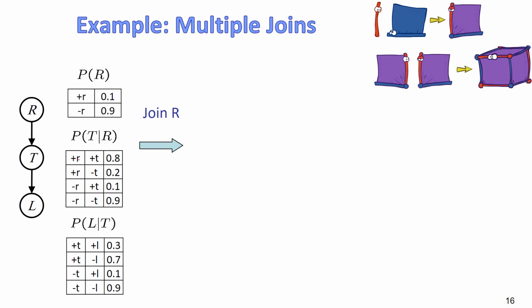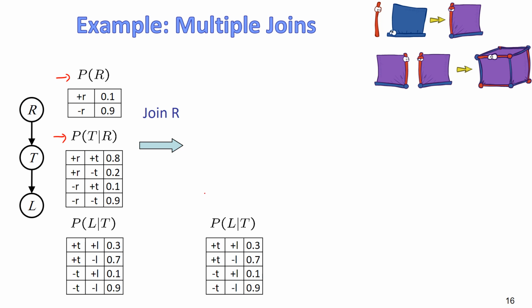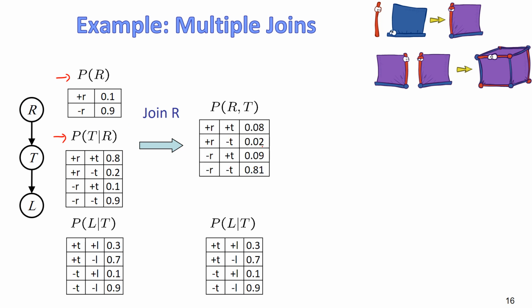So among these 3 factors that we start with, this one has R, this one has R, this one doesn't have R. So this one will not change, it will continue with us as it is. So that's P of L given T. But now to join on R, we get these tables and join them together into one table. So now the new Bayes net will look like that. R and T point to L.